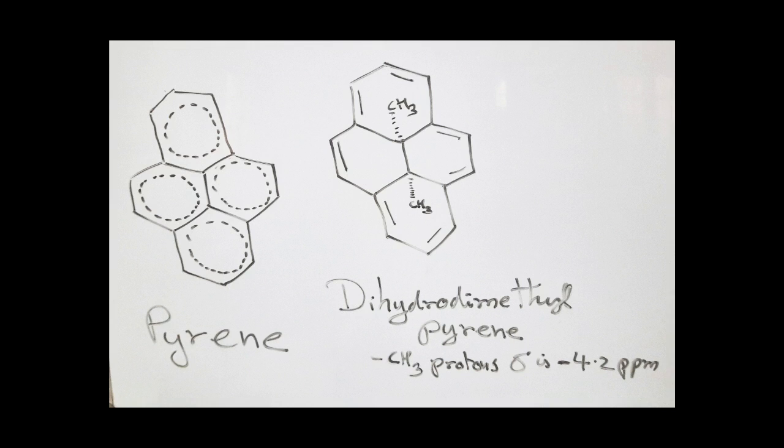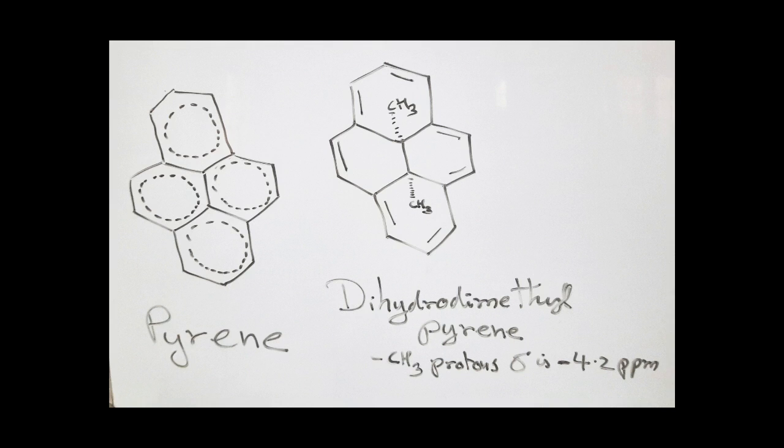What is the reason? The reason is dihydrodimethylpyrene has 7 pi bonds which are conjugated. The circulation of the 7 pi bonds, just like our 18-annulene, produces a secondary magnetic field.